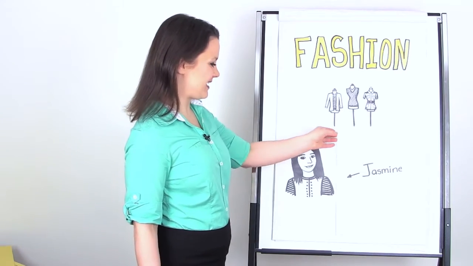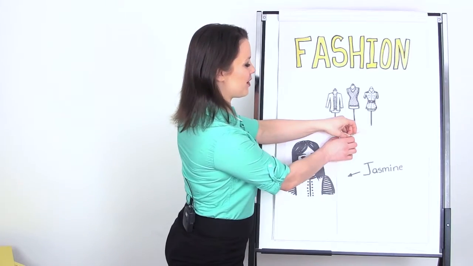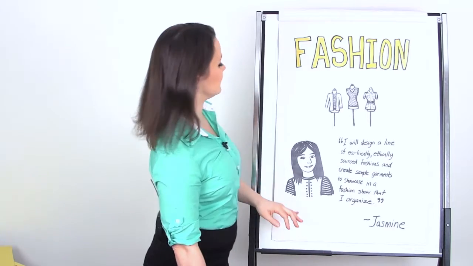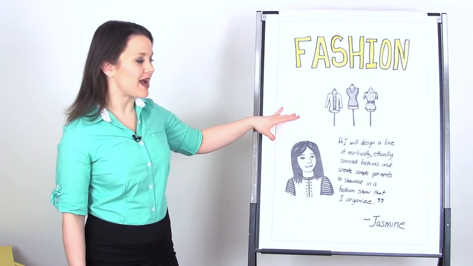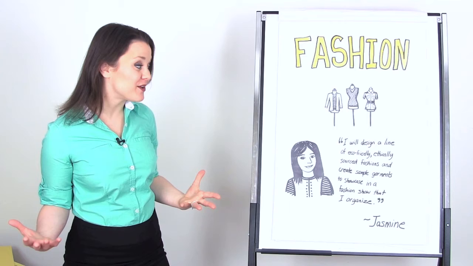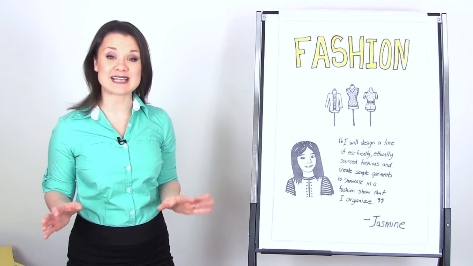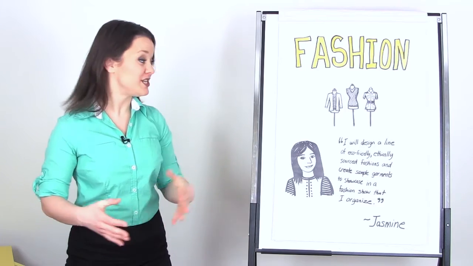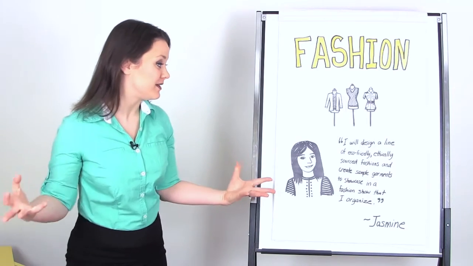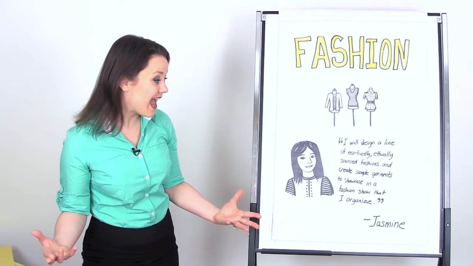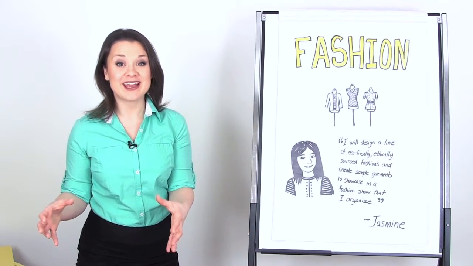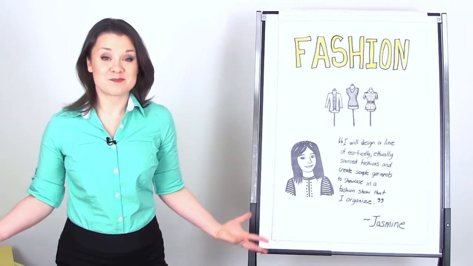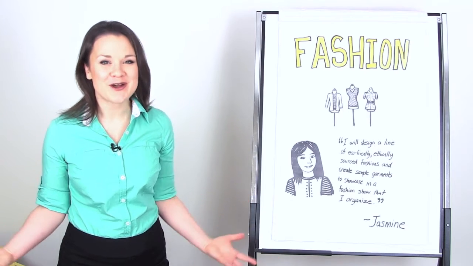So Jasmine asked herself that question, and upon research and reflection, she came to this sentence: I will design a line of eco-friendly, ethically sourced fashions and create sample garments to showcase in a fashion show that I organize. So she is gonna actually create this portfolio of fashions and make clothing and stage a fashion show with her friends, probably at her school, and put that on display for people to enjoy.